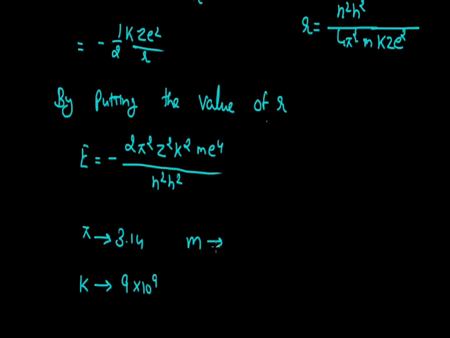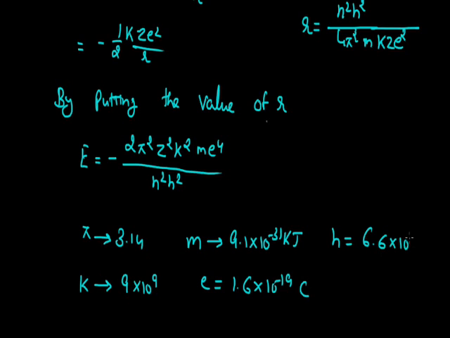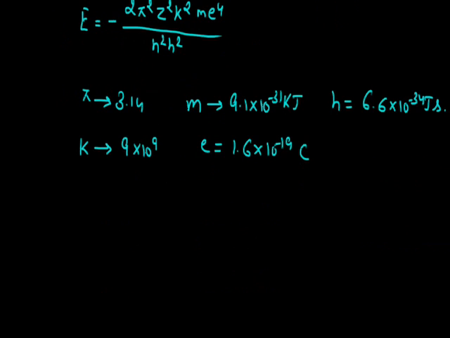The mass of an electron is 9.1 into 10 power minus 31 kg. E is the charge of the electron, the value is 1.6 into 10 power minus 19 Coulomb. N is a variable, and h is the Planck constant, the value is 6.6 into 10 power minus 34, in SI unit joule second. By putting the value of all these constants, finally we get the value of energy, which equals minus 21.79 into 10 power minus 19, multiplied by Z square and divided by n square.